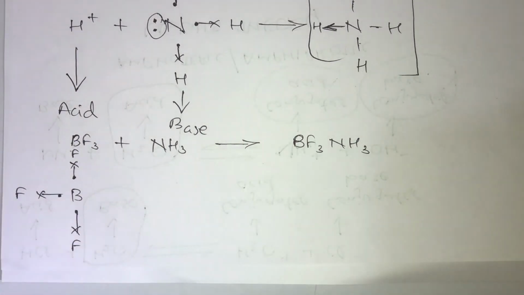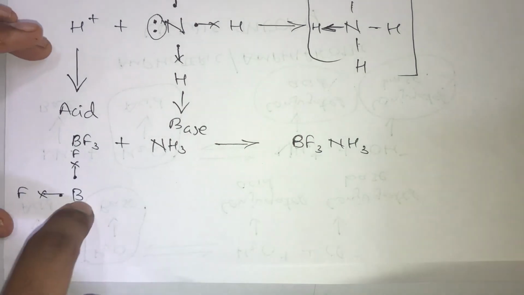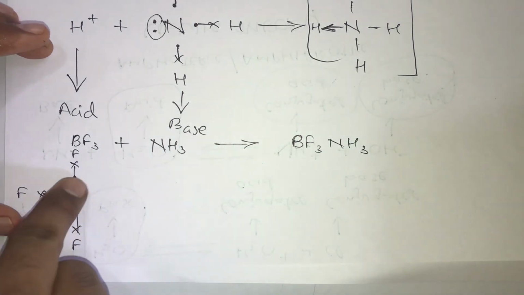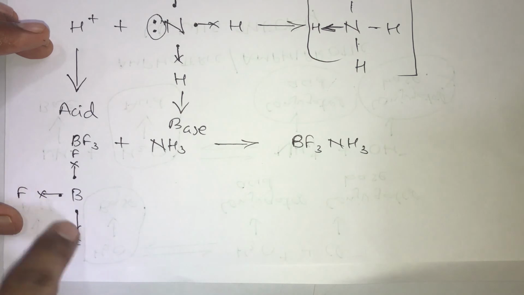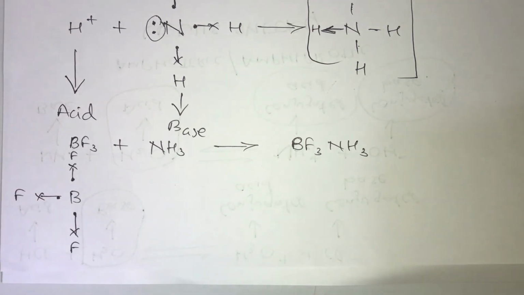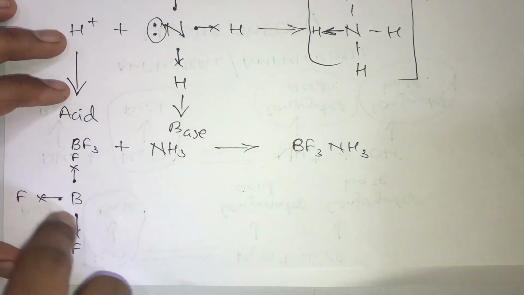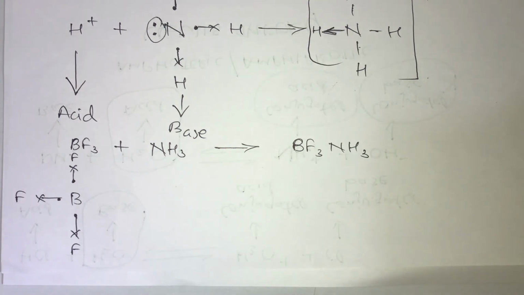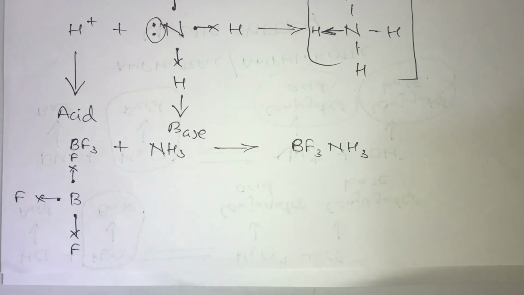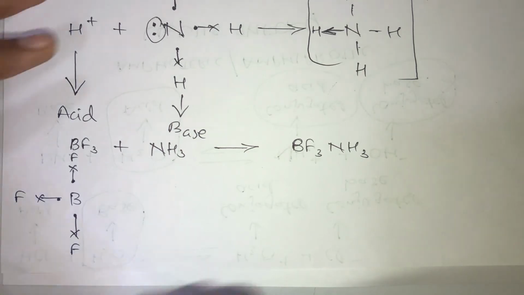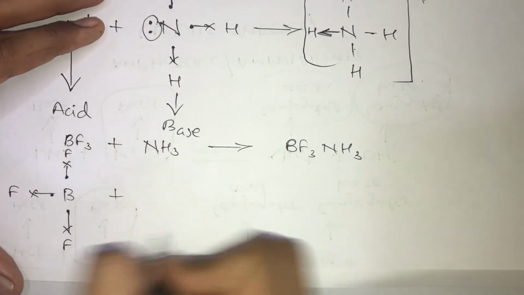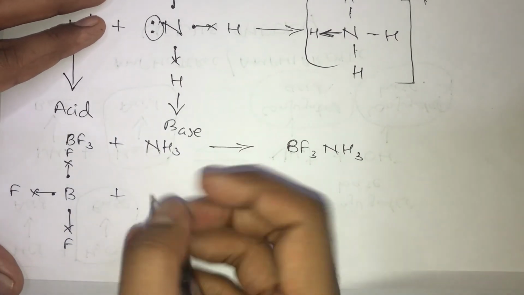But if you observe carefully, this boron has only 6 electrons, 1, 2, 3, 4, 5 and 6. But it requires 8 electrons to complete its octet. Although it is sharing 3 more electrons, 3 plus 3 is giving it only 6. It requires a minimum of 8 electrons to complete the octet. So it is obvious that it requires 2 more electrons. So what is it going to do? It is going to combine with NH3.